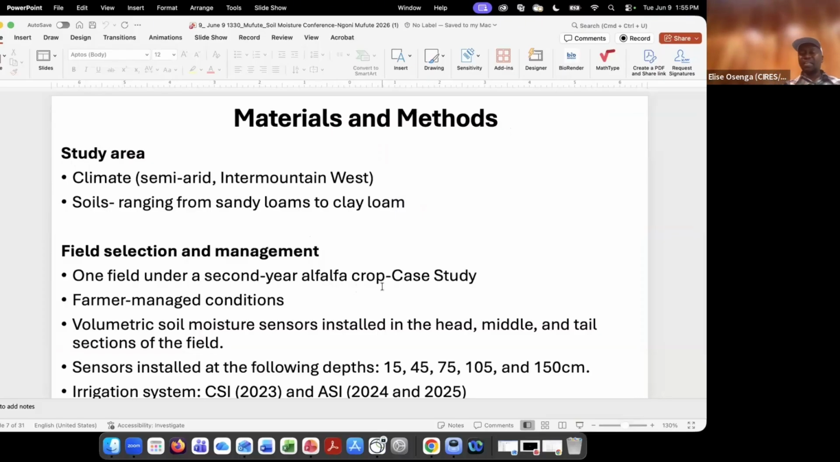It was a case study where we installed volumetric soil moisture sensors at 5 depths, from 15 centimeters up to 150 centimeters in depth. We installed those sensors at the head end of the field, the middle section of the field, and at the tail end of the field, so as to try and cover the whole field.